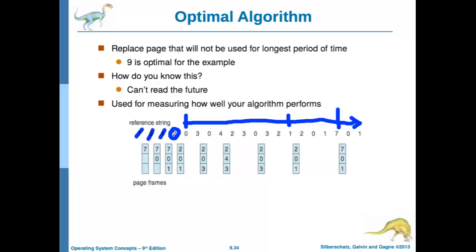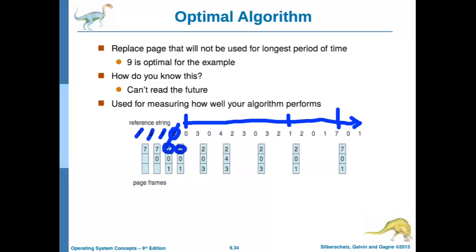Okay, so the working of this algorithm is very simple. 0 is immediately required. Out of 7, 0, 1, 7 is required at this point of time, 0 is required at this time, and 1 is required at this point of time. So for the longest period, 7 is not required. So 7 will be replaced with 2. So this is also a page fault.